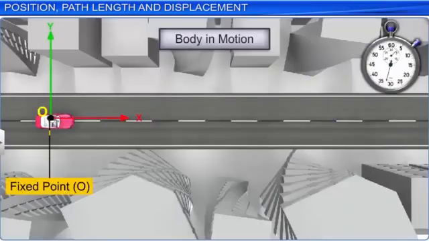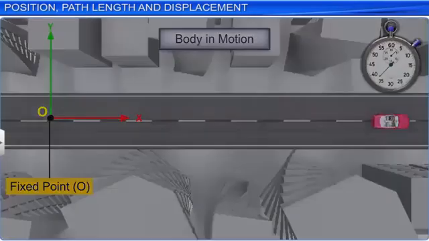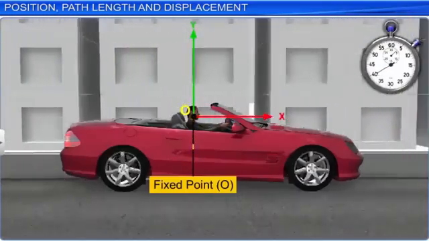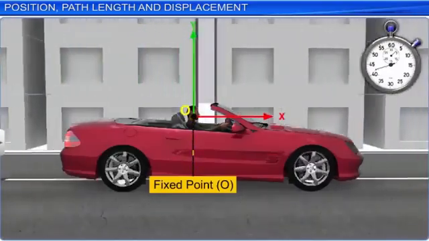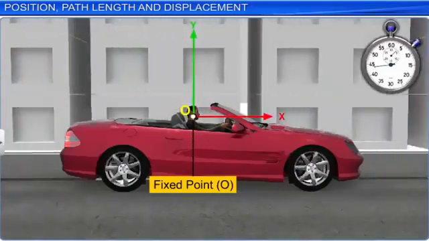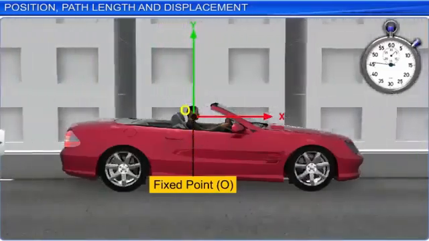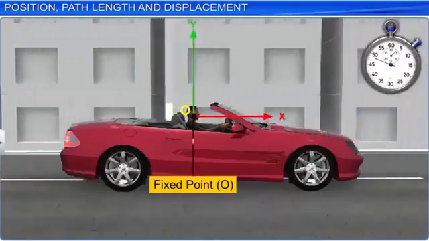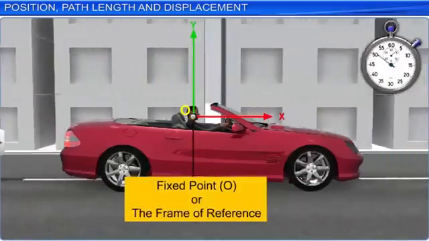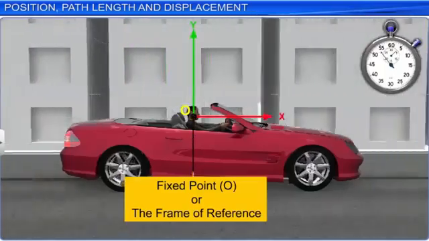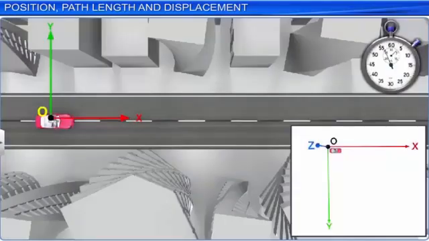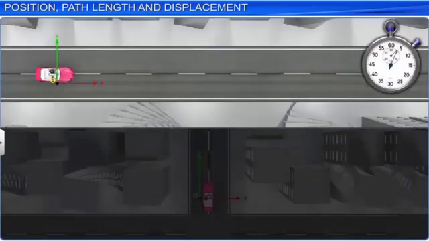However, when you take a person sitting in the car as the origin of the frame of reference, then the driver of the car is at rest, as, in this case, the frame of reference itself is moving along with the car. If the body has one-dimensional motion, then we consider only one axis of reference. It is either the x-axis or the y-axis.